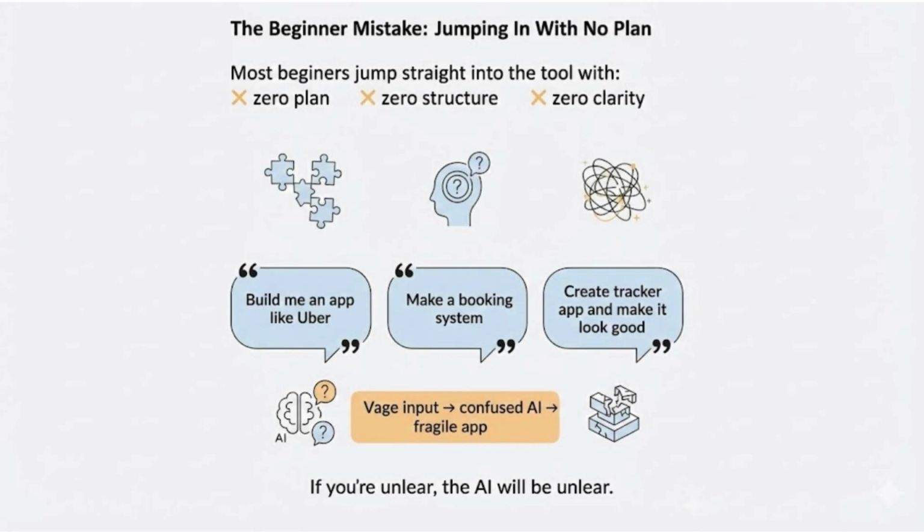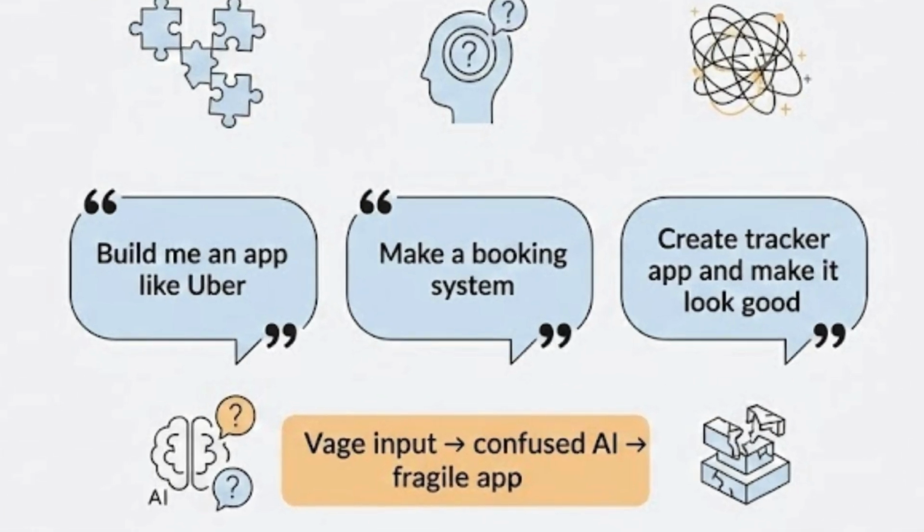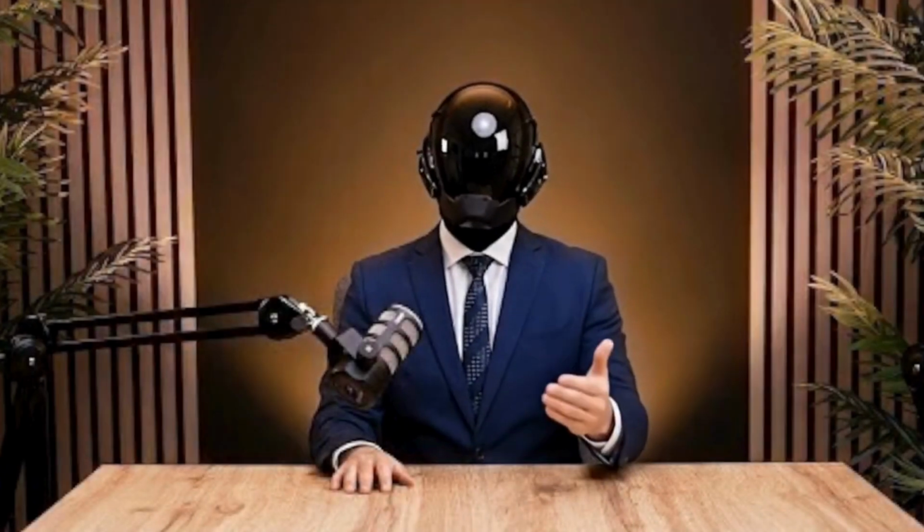Because most beginners make the same mistake. They jump straight into the tool with zero plan, zero structure, zero clarity. They type one vague line like, build me an app like Uber, or make a booking system, or create a tracker app and make it look good. And they just expect the AI to magically understand everything.